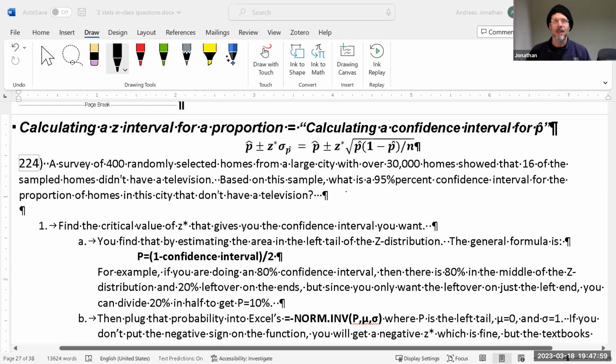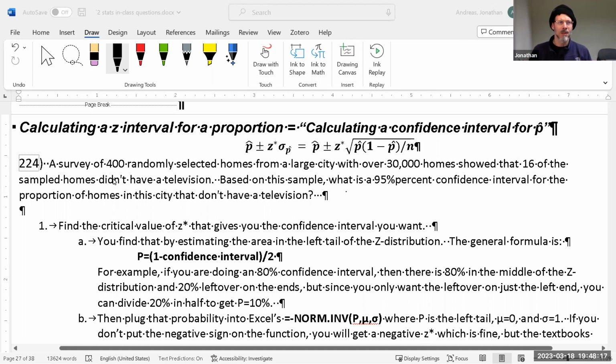Hi, class. I'm going to go over two of the problems from the in-class handouts. So we have a little bit more help on the homework that's due for Monday. So 224, I rearranged the handout a little bit here on my screen, but the content is all there from before.